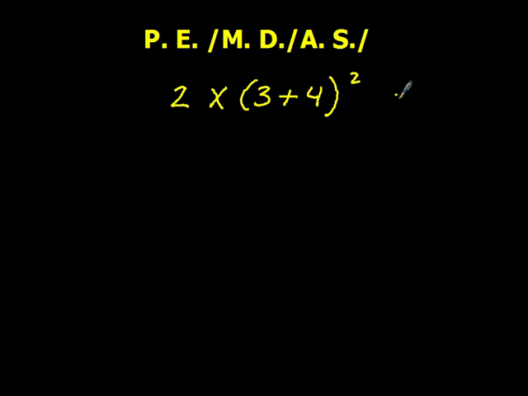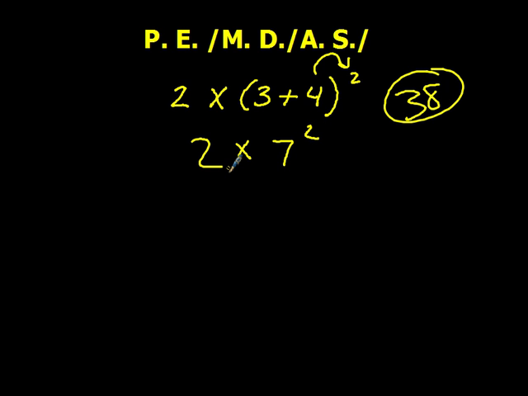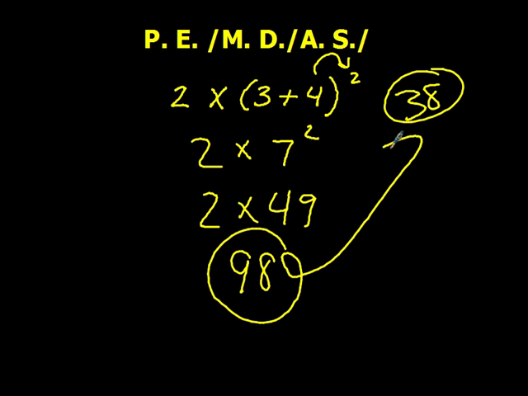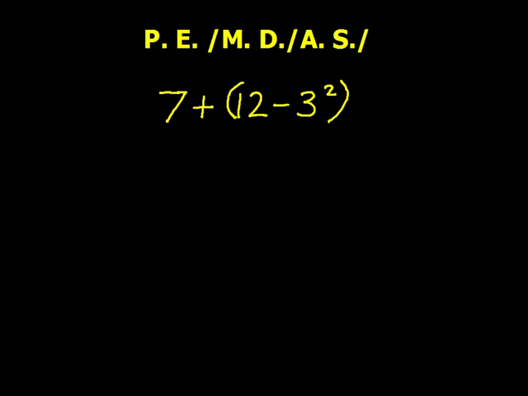So we have 38 from our previous problem, and we want to see what happens when we jump that number outside. So we'll solve inside parentheses first. So we have 7 squared, and that's 49. And this is 98. So a big difference when you put that exponent on the outside of the parentheses.